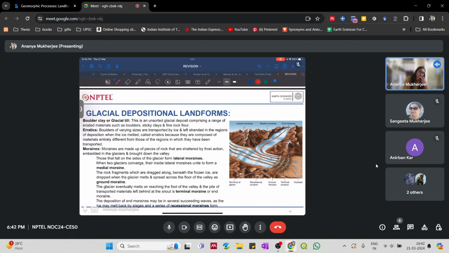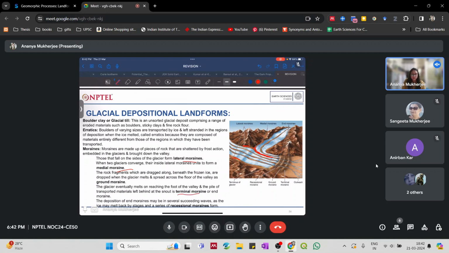Then the depositional landforms. The most important glacial landform is the moraine. There are different kinds of moraines based on where they are forming. You have lateral moraines, which are at the sides of the glaciers. Then you have medial moraine, where two lateral moraines join together and form a moraine. So they occur here in between. Then you have the ground moraine. These are the rock fragments and everything occurring beneath the frozen ice of the glacier, and they settle down when the glaciers melt.